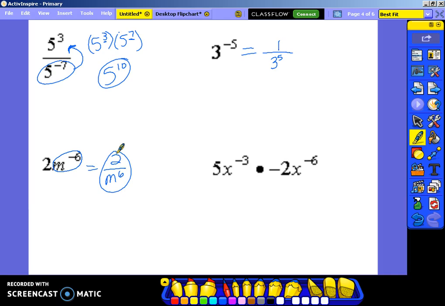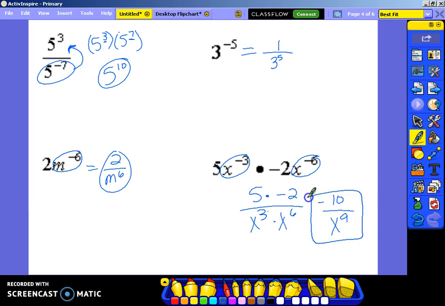So first I want to get rid of my negative exponents. Not my negative bases, just my negative exponents. So I have 5 times negative 2 in the numerator, and x to the third, when it crosses the division line it becomes positive, x to the third power times x to the 6th power on the bottom. 5 times negative 2 is negative 10, and x to the third power times x to the 6th power is x to the 9th power. Once I only have one of each base left, then I'm done.